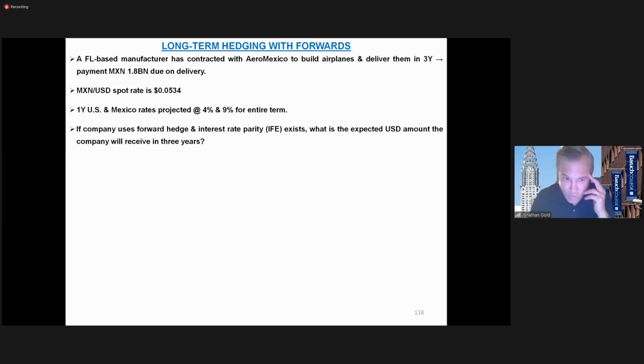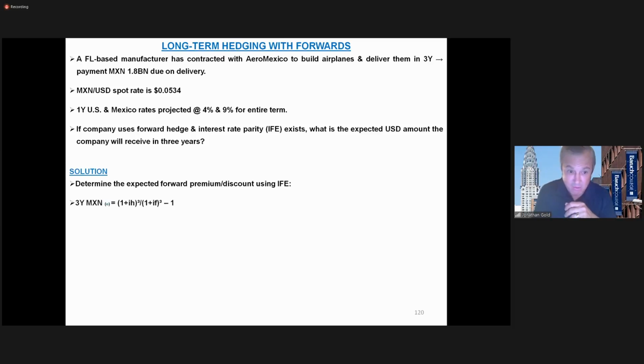If the company uses a forward hedge and interest rate parity exists, in other words, we can use the international Fisher effect, what is the expected dollar amount the company is going to receive in 3 years? Well, we have to really determine what the peso is going to look like in 3 years, because we're going to multiply it by our accounts receivable of 1.8 billion, and that's going to be our answer. So what's the expected forward premium or discount? Well, all we do is we set up the equation like this.